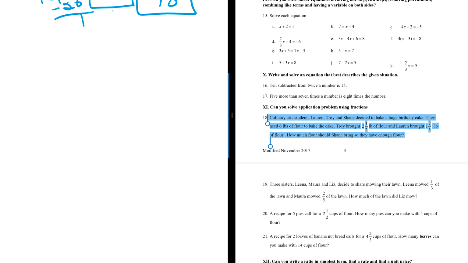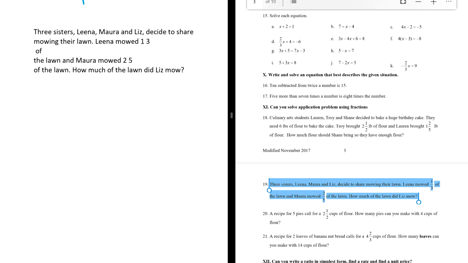Next up is about 3 sisters. Let's see. All right, 3 little sisters sitting on the fence. One fell off. All right, no, that's a nursery rhyme. Let's see, how about 3 sisters, Lena, Maura, and Liz, decide to share mowing their lawn. Lena mowed 1/3 of the lawn, and Maura mowed 2/5 of the lawn. How much of the lawn did Liz mow?